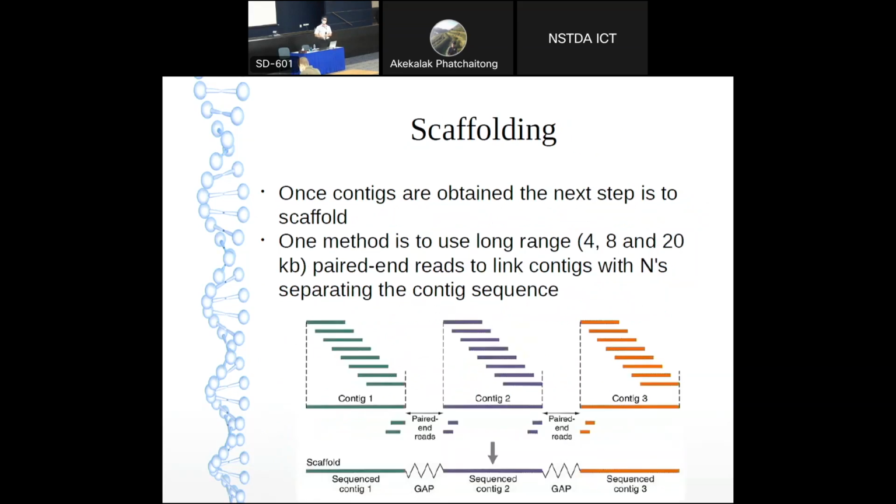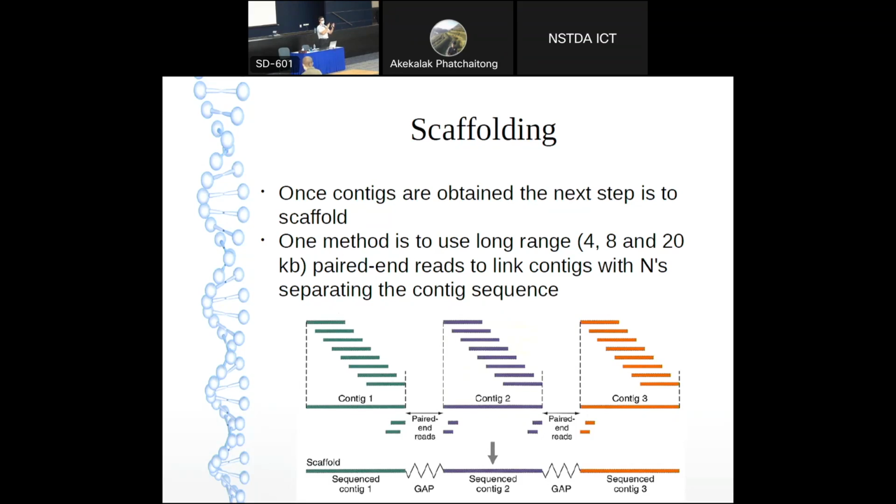Okay, so once we have a set of contigs, the next step is to try and figure out how they link up. And this stage is called scaffolding. So one of the initial methods was to use long-range paired end reads. So if you remember back from Illumina, the sequence is attached to the slide, and then with bridge amplification, you get the other side of the sequence.